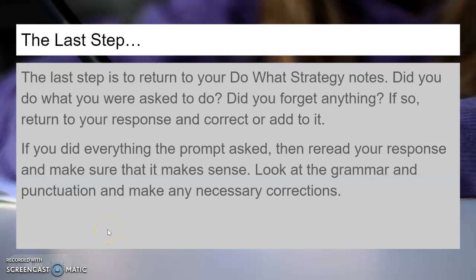The last step before you finish is to return to the do what strategy notes that you took at the beginning. Did you do what you were asked to do? Did you forget something? If so, return to your response and correct it and add to it. If you did everything the prompt asks, then reread your response and make sure that it makes sense. Look for any grammar or punctuation errors, especially with your evidence, and make any necessary corrections. When you've done that, you're ready to move on.